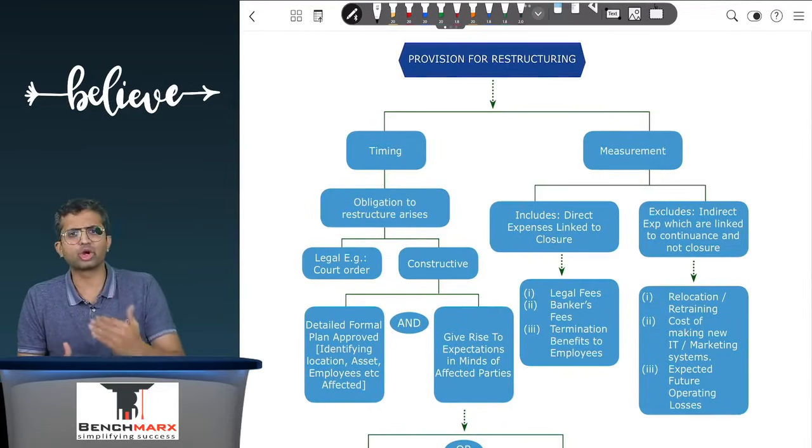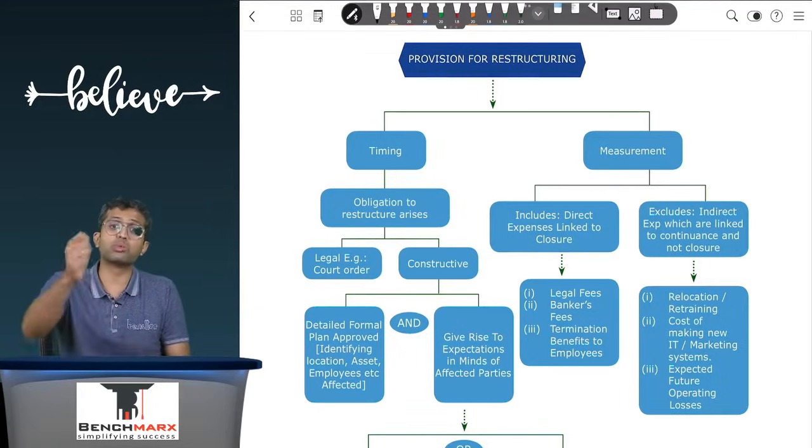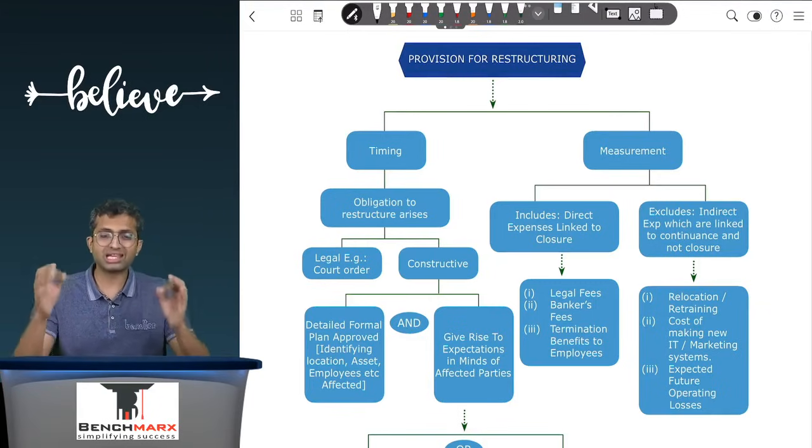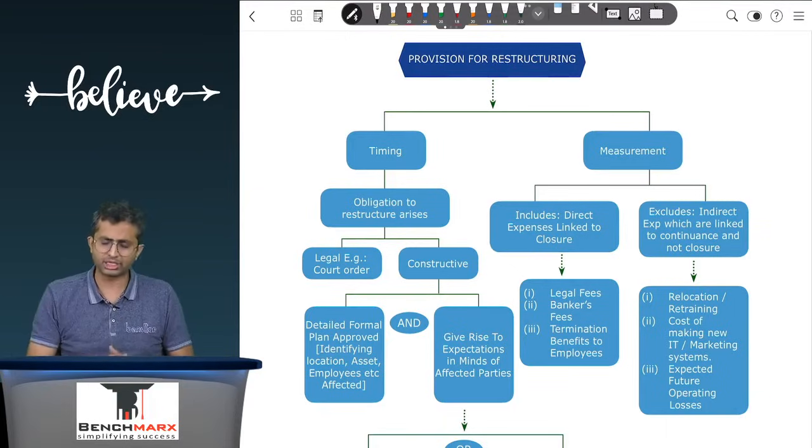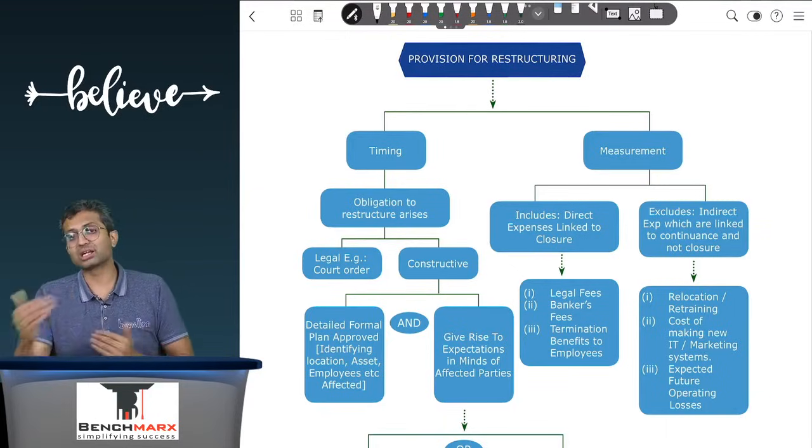Like, for example, TikTok gets banned and TikTok is told to close operations in a geography within 90 days. In which case, the obligation to close arises the moment the legal order was given, and hence there is a legal obligation to restructure the moment the order was given. You don't have to wait for 90 days. You can create a provision for restructuring the moment the order is given. Or there's a constructive obligation.